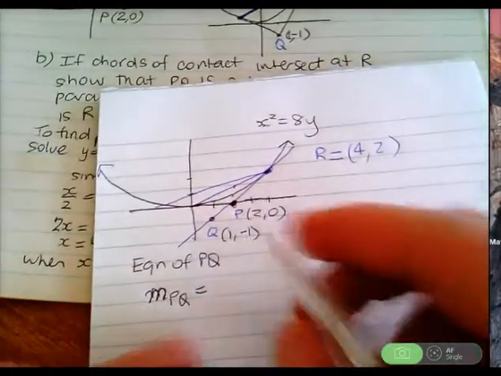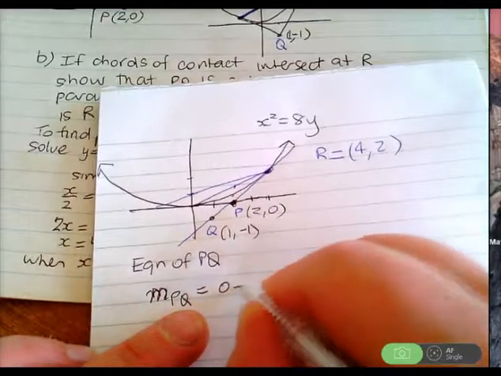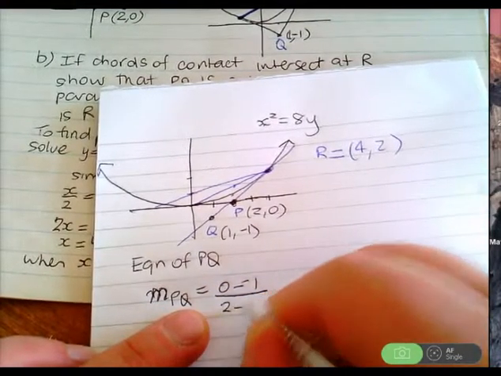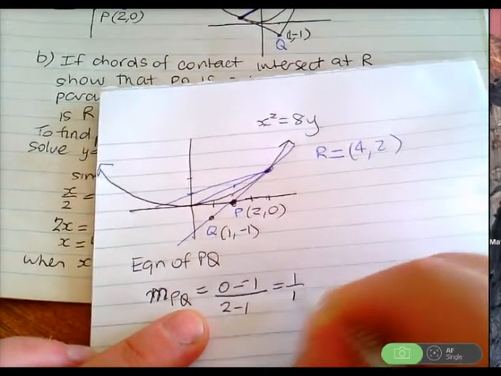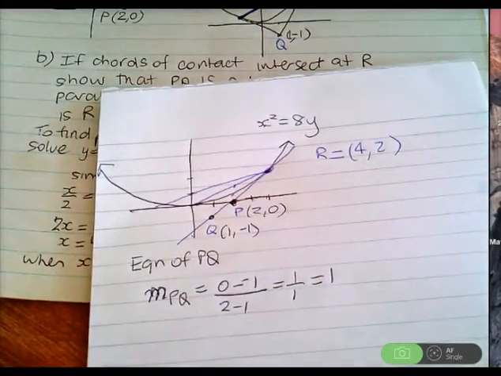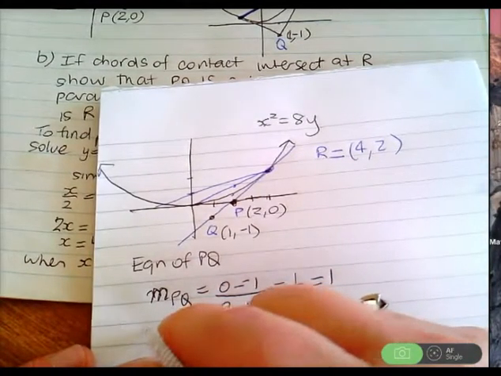All right, girls, so let's do the equation of PQ. First gradient, 0 minus negative 1 over 2 minus 1 is 1. Got it? What about the equation?